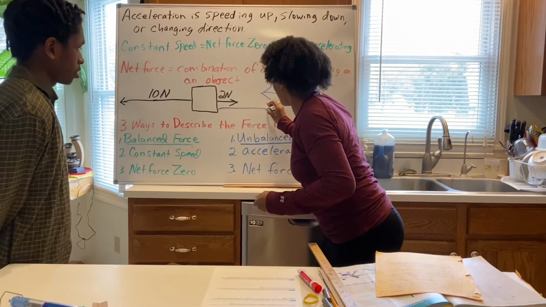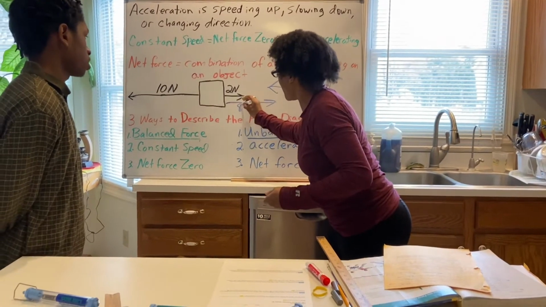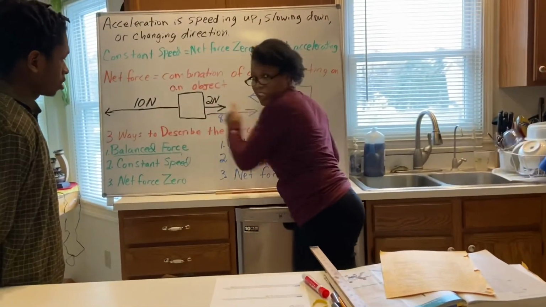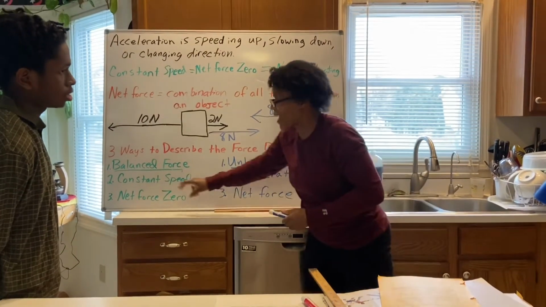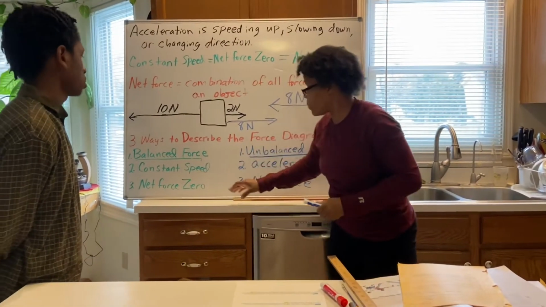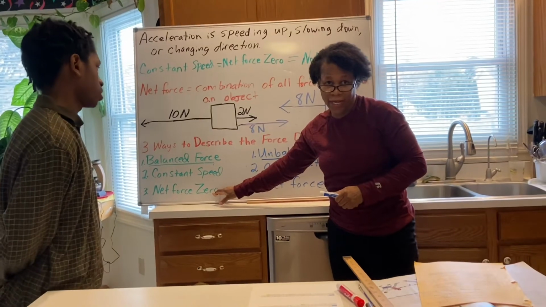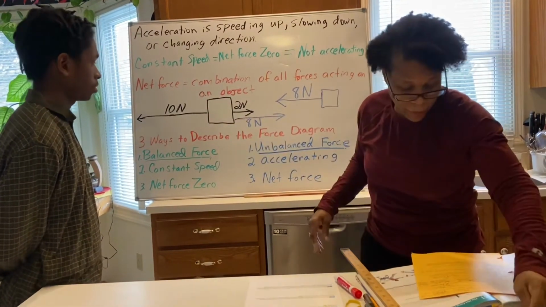I'm going to add 8 newtons here. If I add 8 newtons here, this now becomes balanced, which means that it has a constant speed, which means that it has net force 0. Okay, everybody get that? So this is what we're going to be learning today.